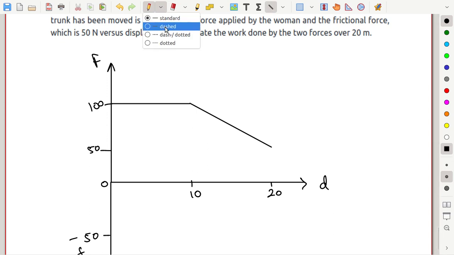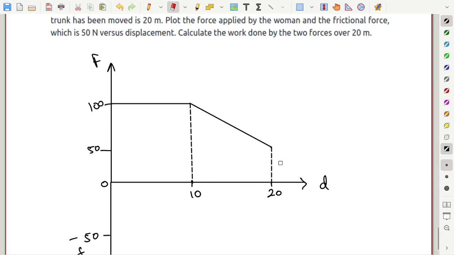So this is the plot. This is up to 10 meters, and from 10 meters the applied force reduces linearly and reaches 50 newtons at 20 meters. So this height is 50 and this height should be 100. This distance is 10 and this distance is also 10. So we have a rectangle, so we can name it.